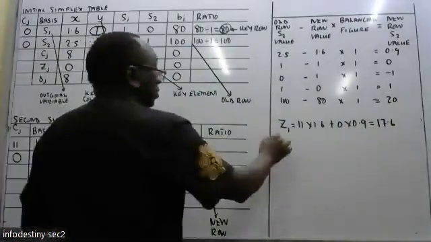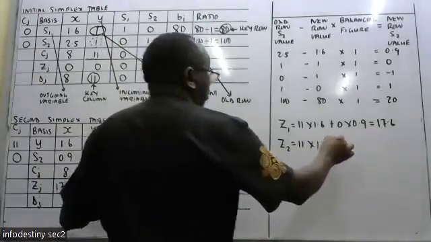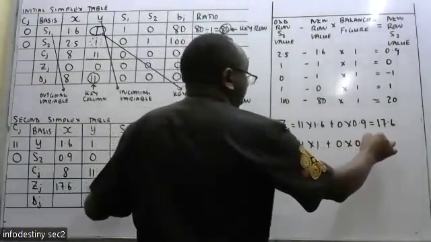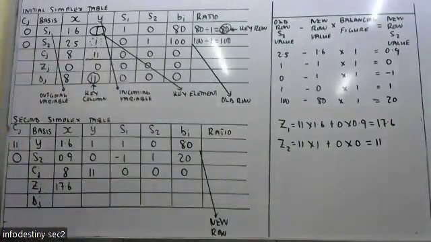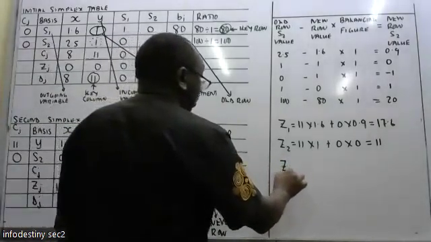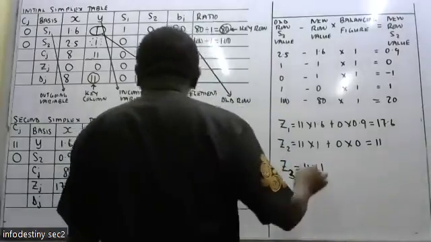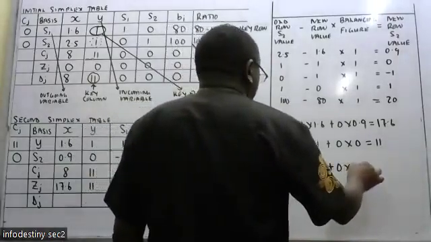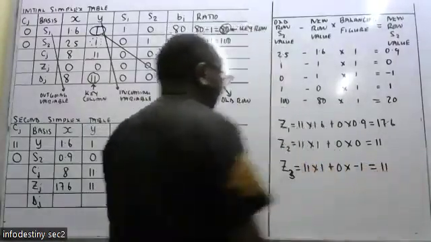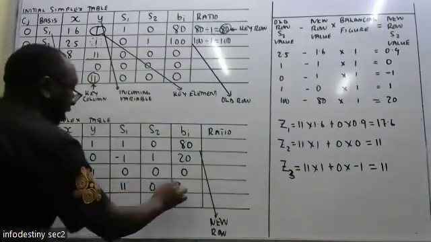Nikikuja kwa huyu Z2, I will again take 11 multiplied by 1 plus 0 multiplied by 0. And that gives us what? 11. The next one, Z3, it is going to be 11 times 1 plus 0 times minus 1. That is going to be 11 as well. Yeah. So this is 11, this will be 0, and this will be 0, 0.